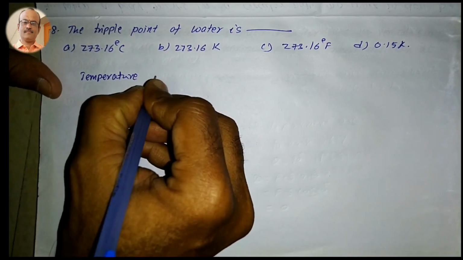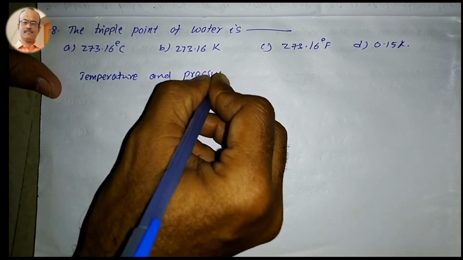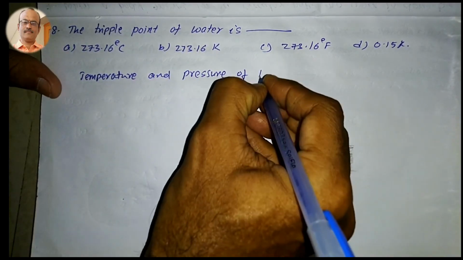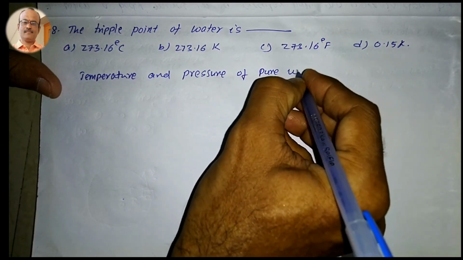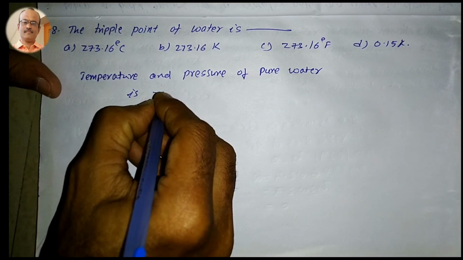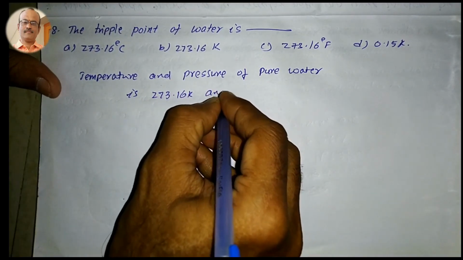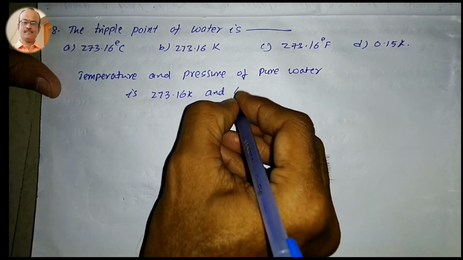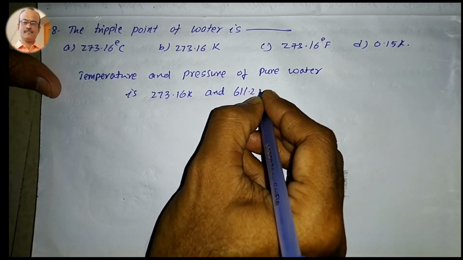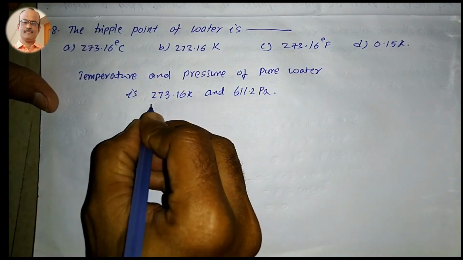Temperature and pressure of pure water is 273.16 Kelvin, and pressure is nothing but 611.2 pascals.